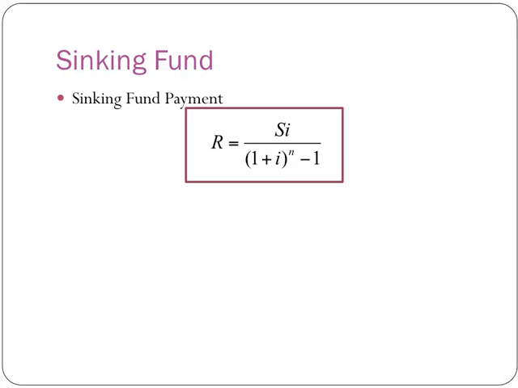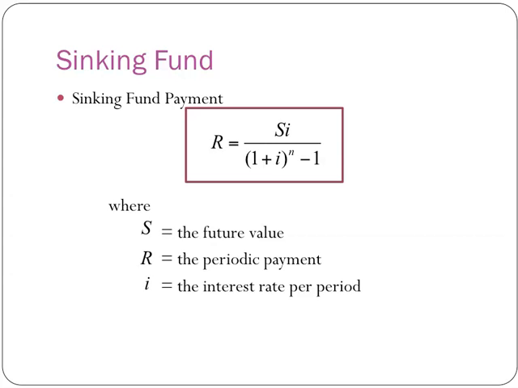So here's the formula. R equals S times I over (1 plus I)^n minus 1. Now you may notice that this is really the same formula as the last one, except now instead of trying to find the future value, we're solving for R, the amount we have to put in. So everything still stands for what it did in the last formula. S is the future value, R is the periodic payment, I is the interest rate per period, and N is the number of periods.